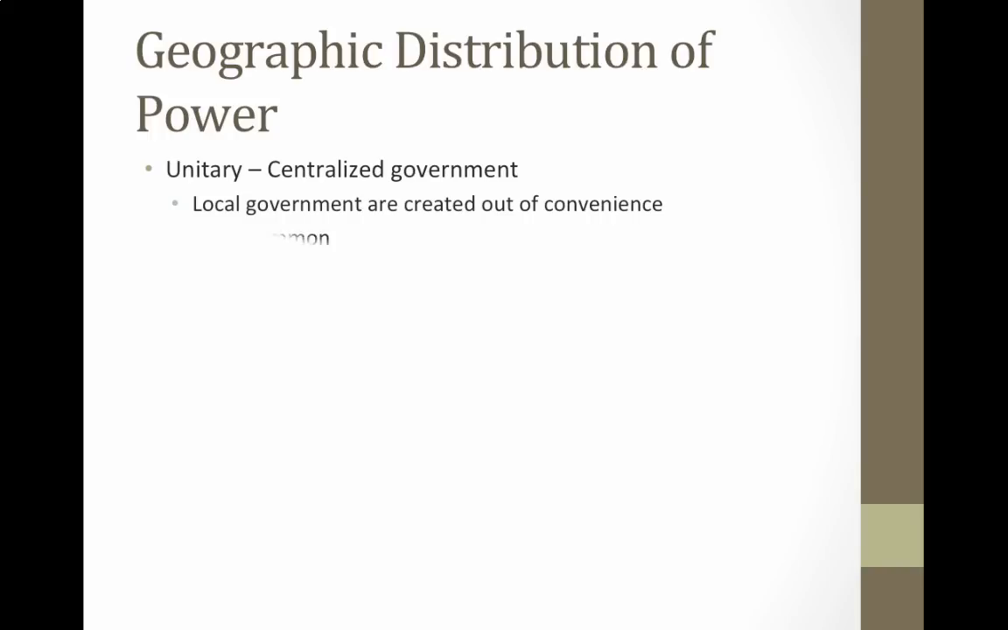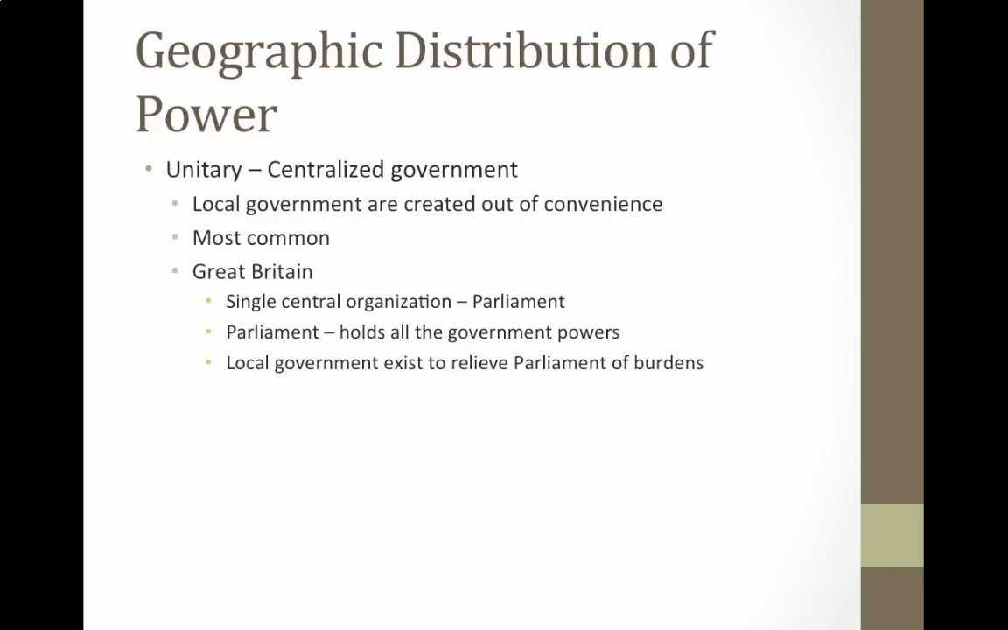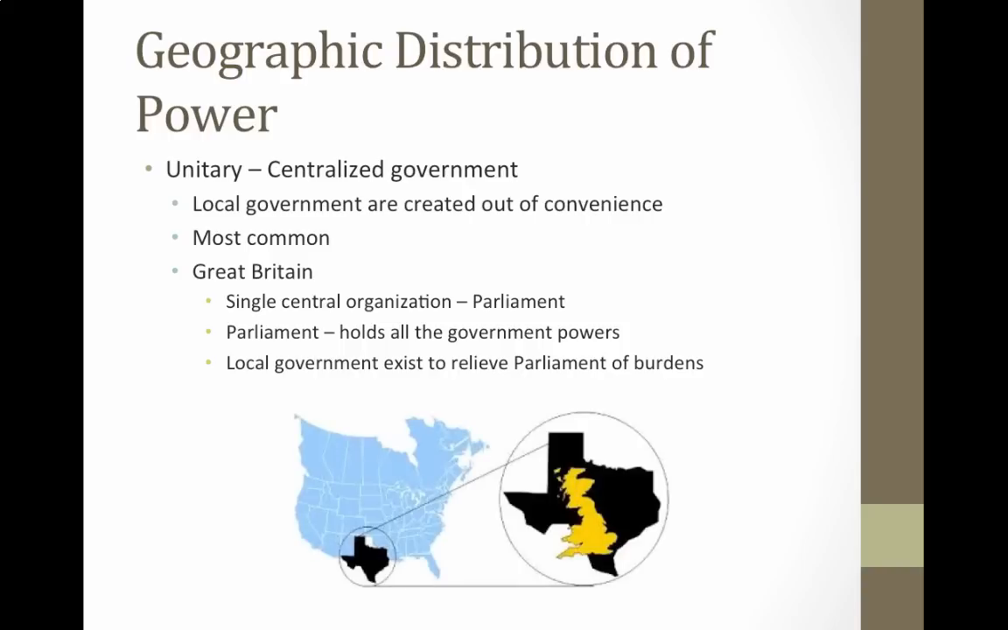Local governments are created out of convenience. This unitary form is the most common, and Great Britain is the example of this. There is one single central organization, and that's Parliament, and they hold all the governmental powers. That does not mean that their government is all powerful. What it means is, because of the size of Great Britain, and we'll look at that here in a second. Well, actually, we'll just go ahead and put it up there. Look at the size of Great Britain.